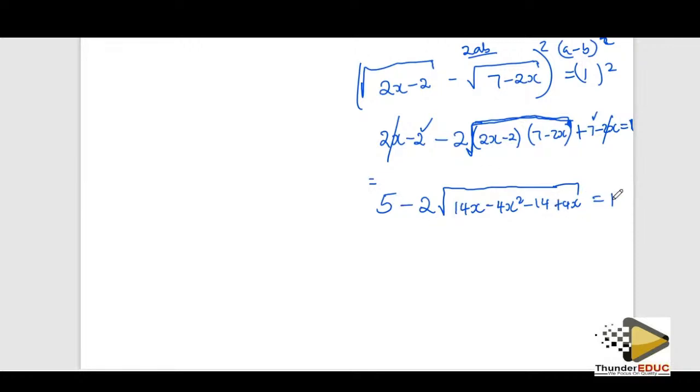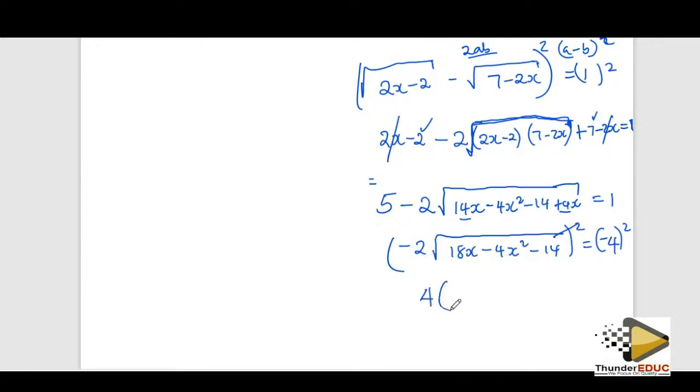Let me move the 5 to that side so that I have negative 2 with the root and simplify what is there. So this and that is going to give me 18x minus 4x squared minus 14 is equal to negative 4. I can square both sides so that I get rid of the root again. Okay, so the root goes, but these two have fixed the negative 2. I'll end up with just a 4 into negative 4x squared plus 18x minus 14 is equal to 16.